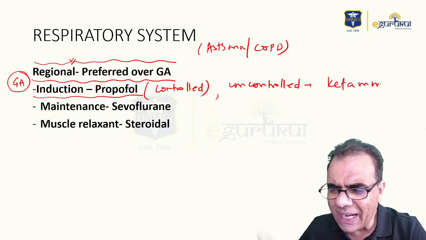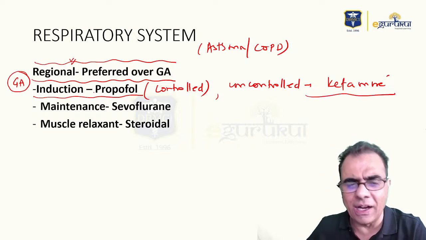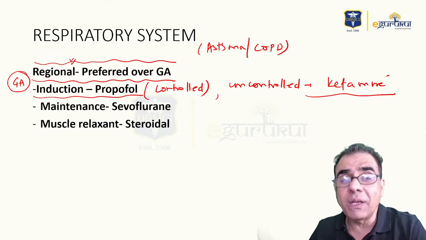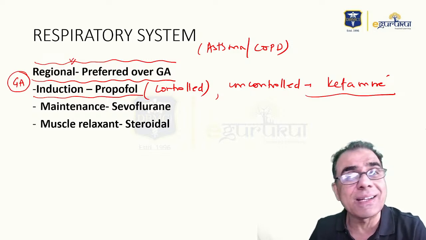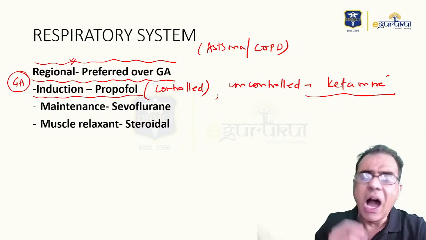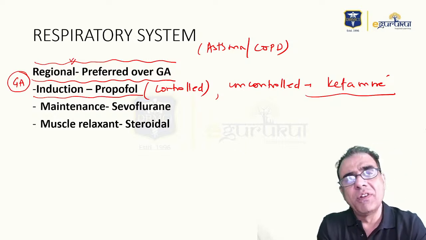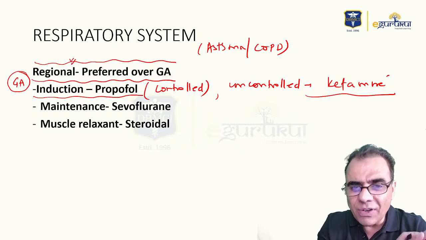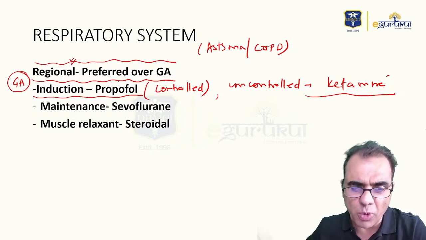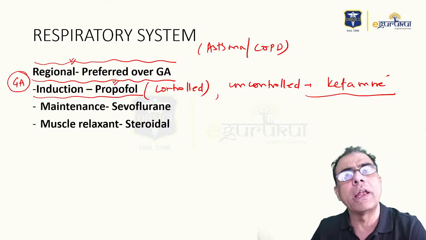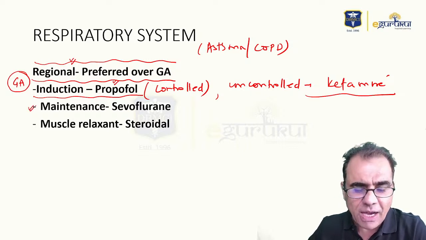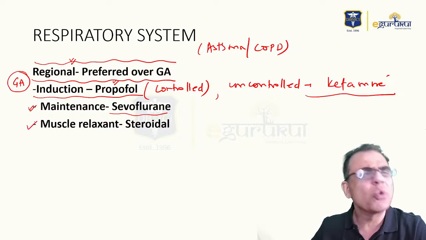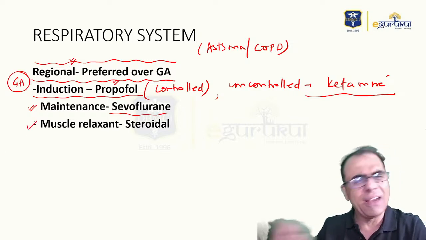Ketamine is an excellent bronchodilator, far better than propofol, no doubt about that. So ketamine can be used even for the treatment of refractory status asthmaticus. However, because of its side effects, vivid reactions, we are not generally using ketamine even for a controlled asthmatic patient, because propofol is also a reasonably good bronchodilator. Maintenance for asthma, I told you sevoflurane, maximum bronchodilation. Muscle relaxant, you can use any, not only the steroidal kind.